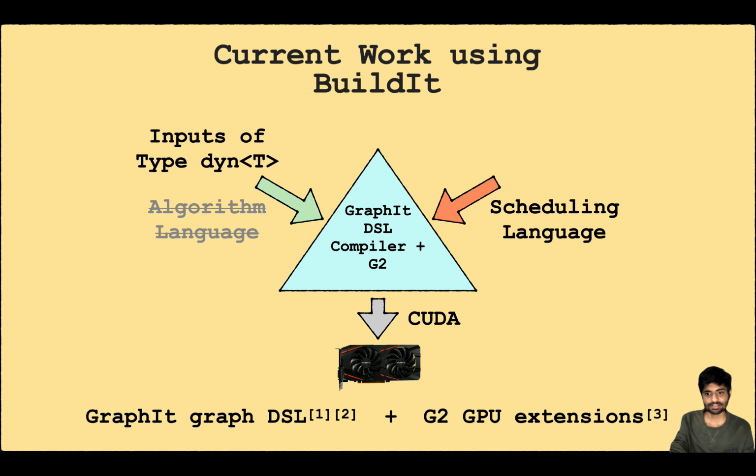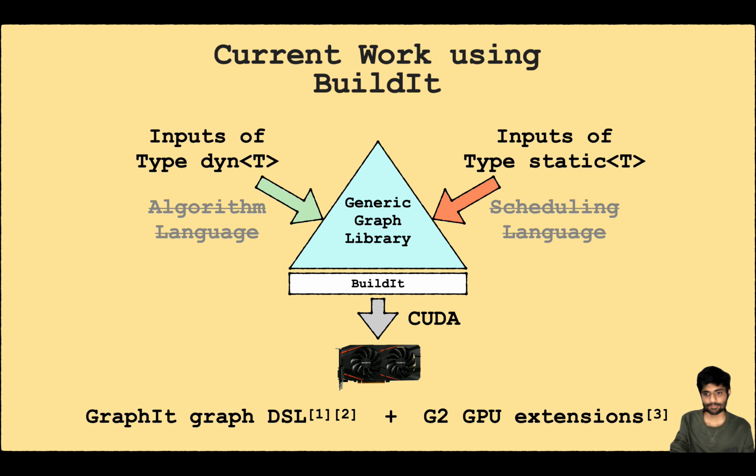Our ongoing work simplifies this framework. We replace the algorithm language input with inputs of type dynamic T and the scheduling language input with inputs of type static T. We also replace the compiler with a general purpose graph library written on top of BuildIt. With BuildIt staging capabilities, we are then able to generate high-performance CUDA code to run directly on GPUs.